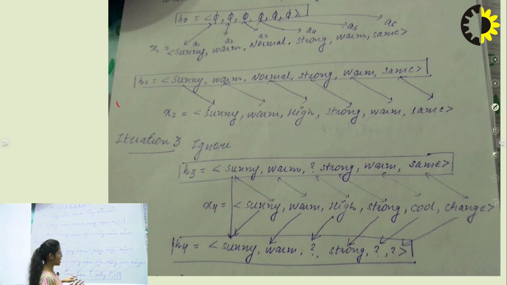Warm, same as it is. Question mark and high, always prefer the question mark. Strong, same. Warm and cool, not the same, replace it with a question mark. Same and change, not the same, replace it with a question mark. This is the most general hypothesis. The Find-S algorithm always finds the most specific hypothesis. Thank you.